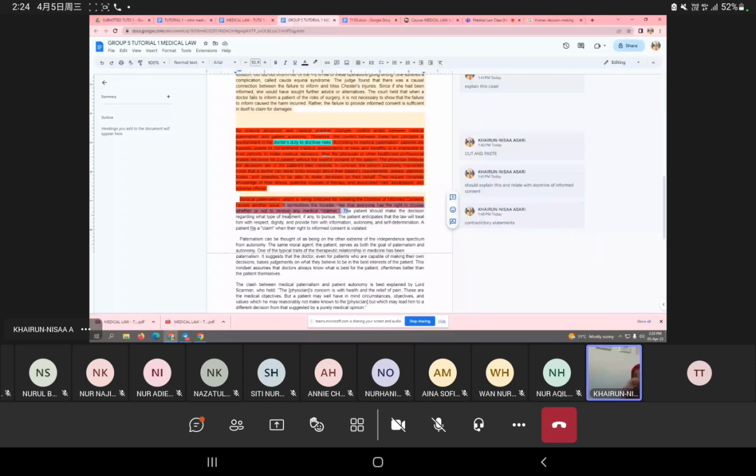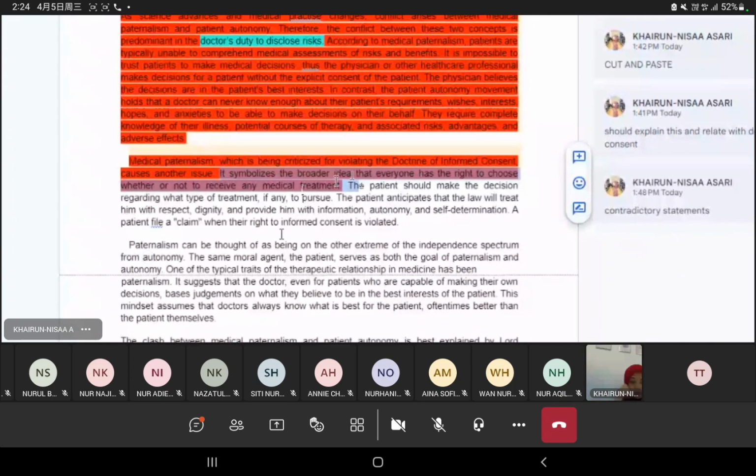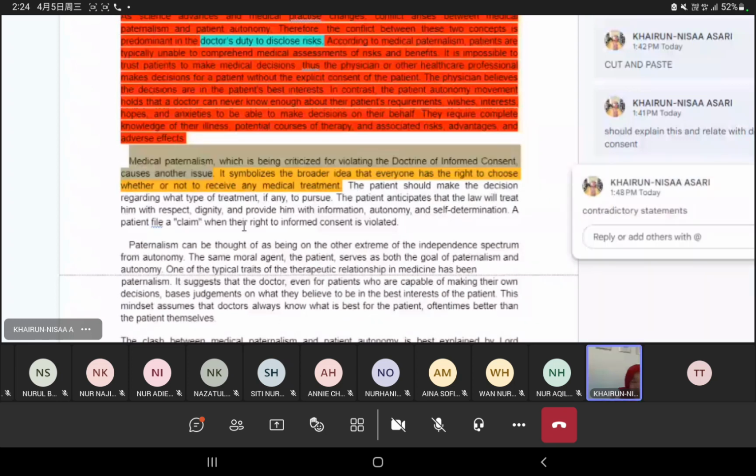What about other groups? What is your opinion? Yes, anyone? Madam, all you are saying makes sense, and I'm afraid even our group might be guilty of some of the things you mentioned. Okay, thank you for speaking up. This is what I'm saying. I'm confused. Medical paternalism, and then you talk about everyone has the right to choose whether or not to receive any treatment. This does not make sense.